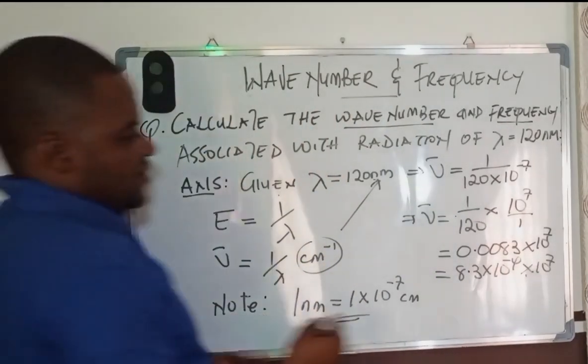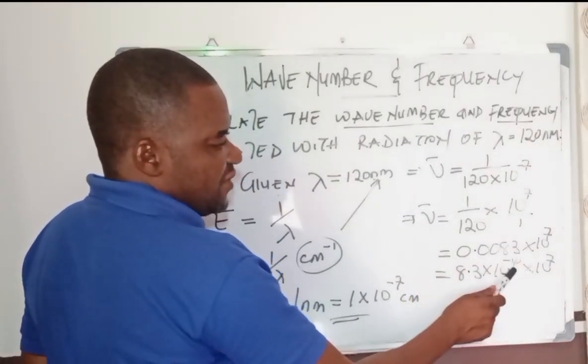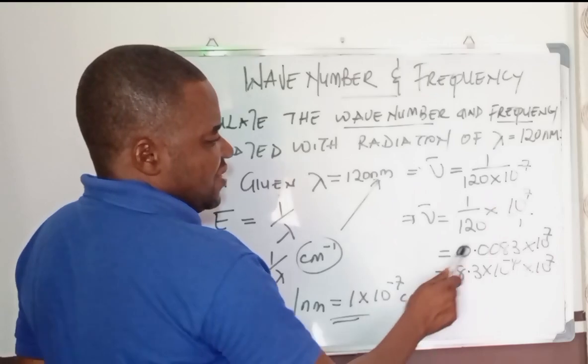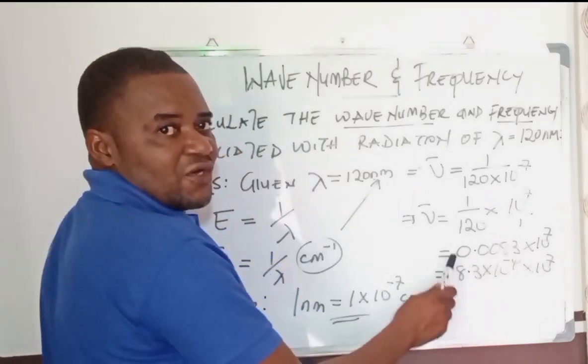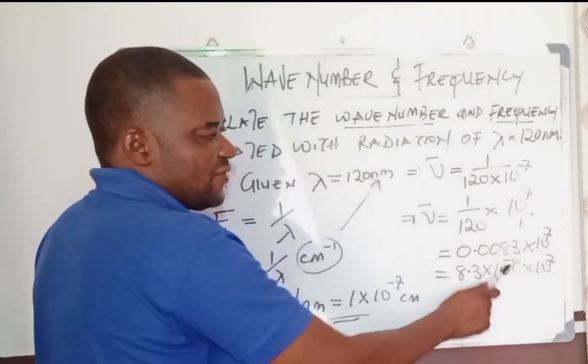Of course. Because 0, 1, 2, 3, 4. That gives you minus 4. 8.3. 1, 2, 3, 4. Gives you minus 4 because the zeros are counted beginning from your left going to your right. So you have minus 4.